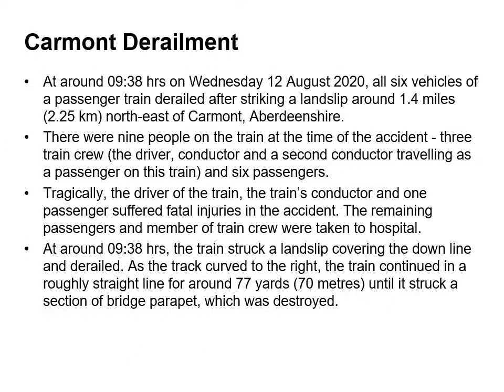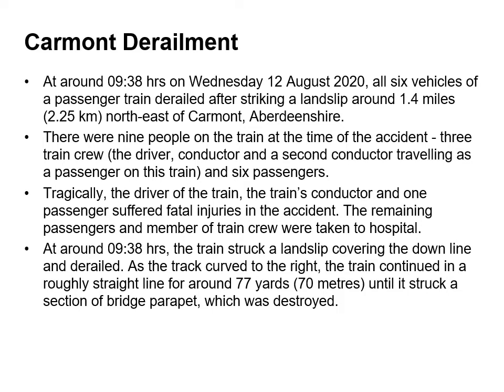At around 09:38 hours on Wednesday the 12th of August 2020, all six vehicles of a passenger train derailed after striking a landslip around 1.4 miles northeast of Carmont in Aberdeenshire. There were nine people on the train at the time of the accident: three train crew, the driver, conductor and second conductor travelling as a passenger on the train, and six passengers. Tragically, the driver of the train and the train's conductor and one of the passengers suffered fatal injuries in the accident. The remaining passengers and member of the train crew were taken to hospital.